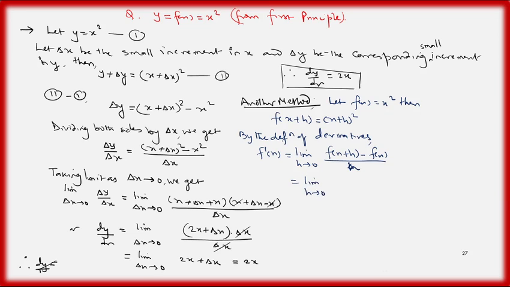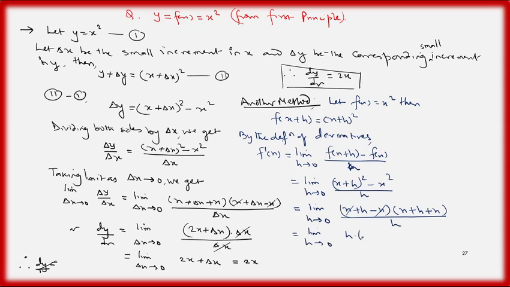equal to limit h tends to 0. What is f of x? That is x plus h whole square minus x square over h equal to limit h tends to 0, x plus h minus x plus h plus x over h equal to limit h tends to 0, h times 2x plus h by h equal to limit h tends to 0, 2x plus h equal to 2x. Therefore, dy by dx equal to 2x.